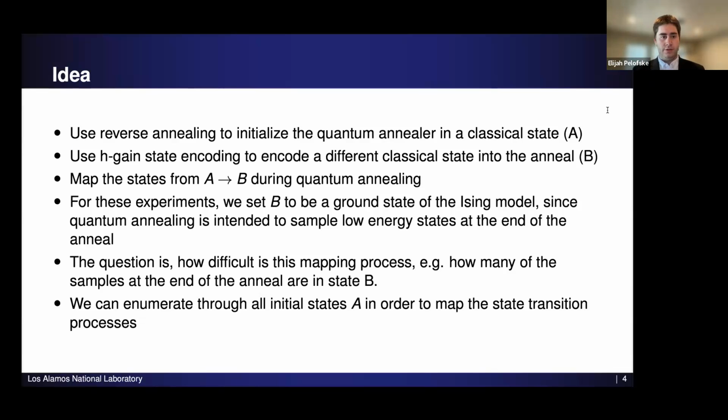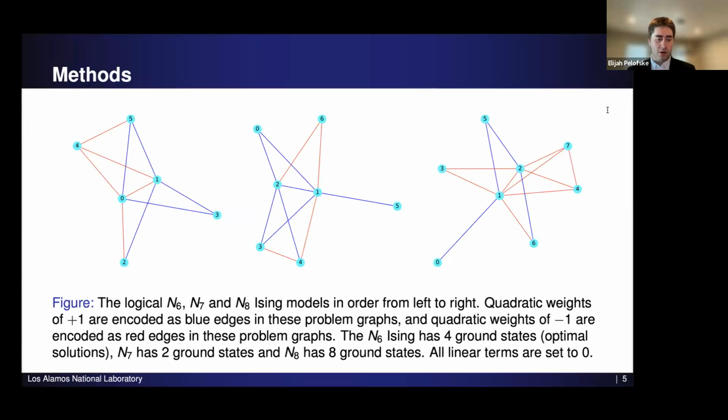Of course, you can imagine that this would only work for small combinatorial optimization models if you do want to enumerate over all the possible initial states. And so for this project, I just selected some small Ising models. From left to right, I called them N6, N7, and N8, referring to how many variables they have. These are Ising models, so their variable assignments are +1 or -1, right, spins.